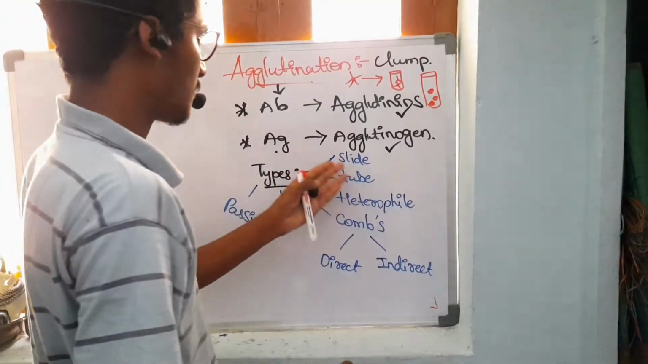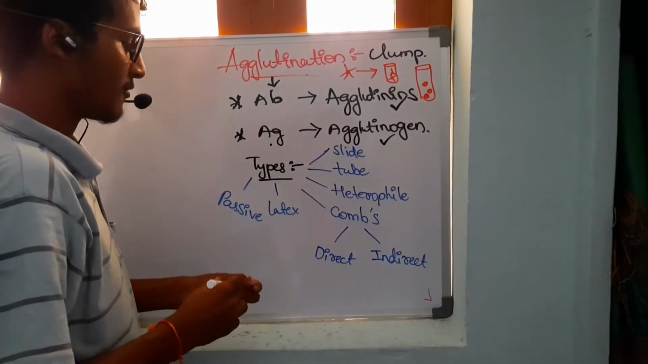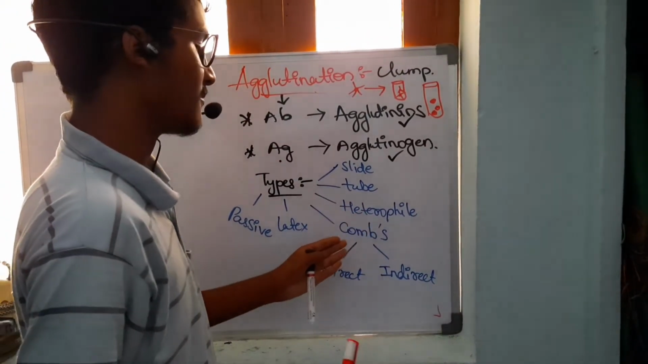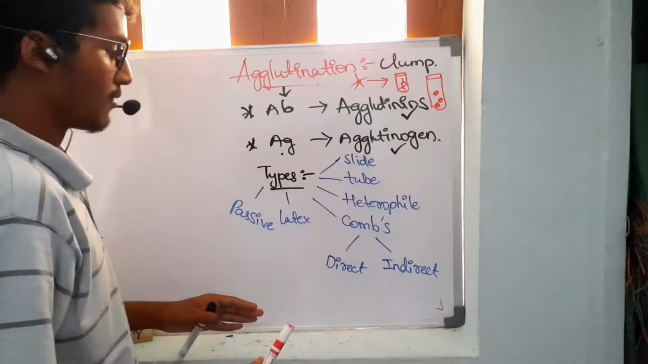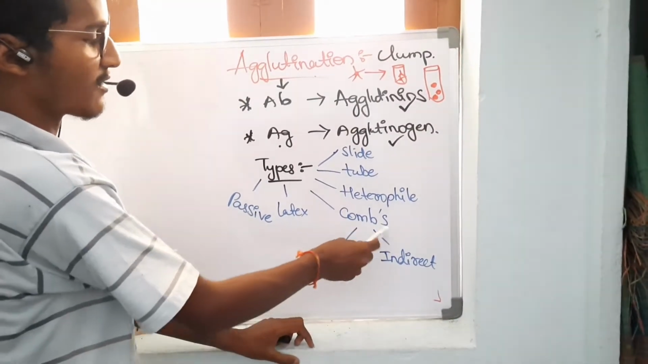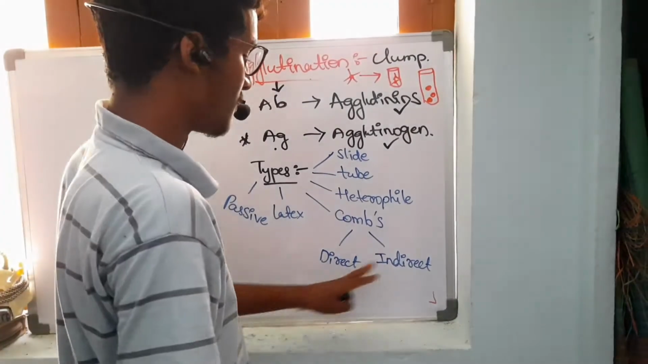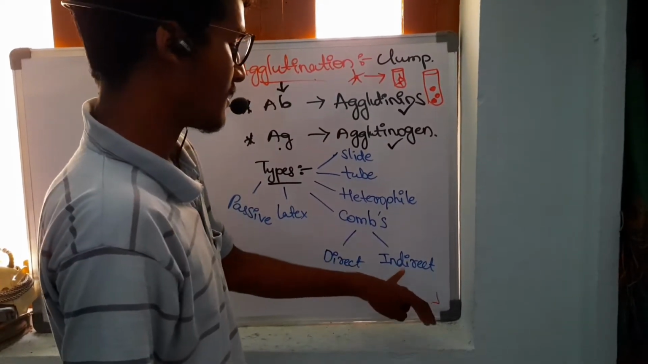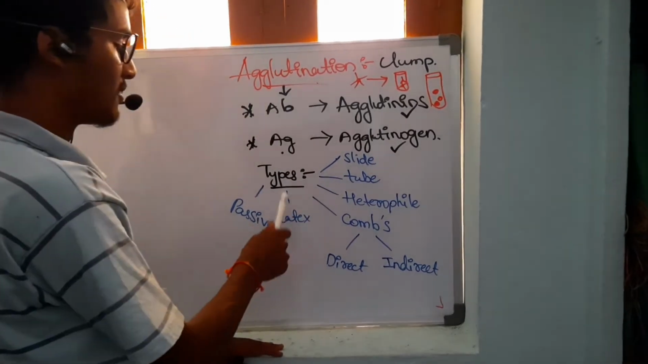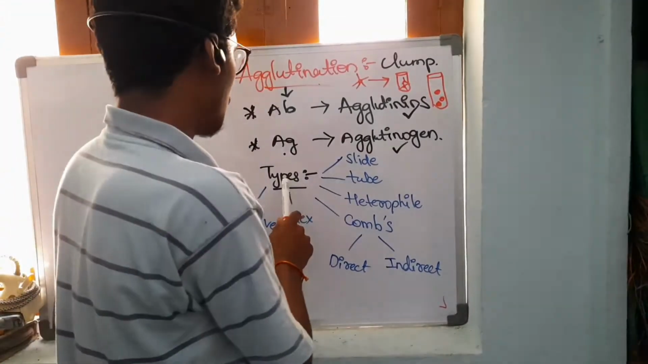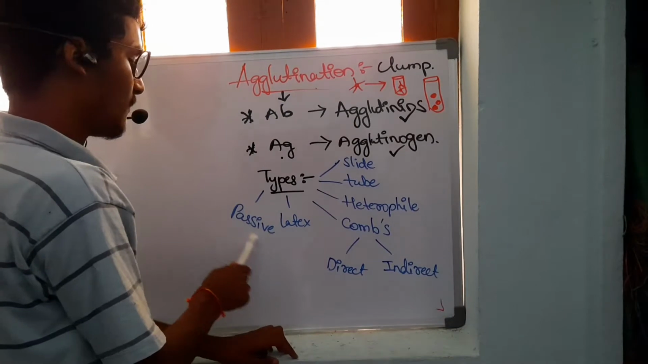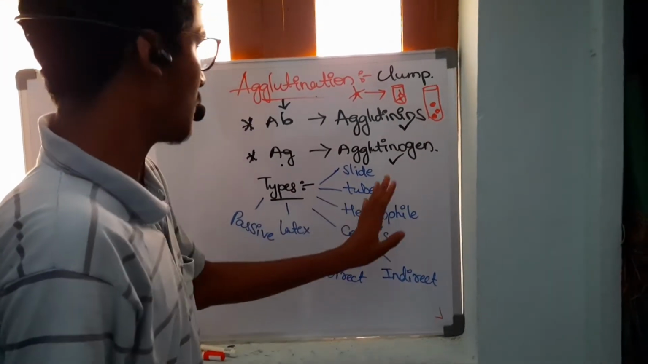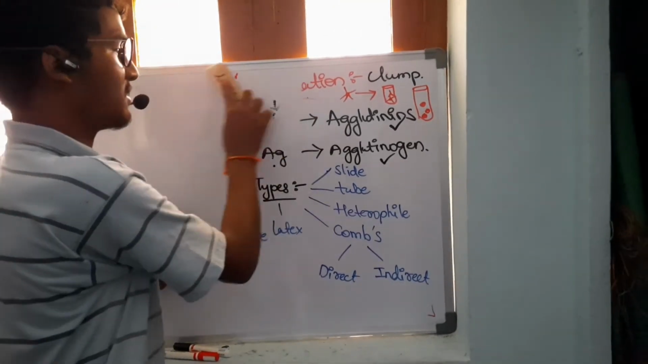Agglutination reactions are of several types. First one is slide agglutination, second is tube agglutination, third is heterophile agglutination, fourth is Coombs agglutination. Coombs is further classified into two types: indirect and direct. Then there are latex agglutination and passive agglutination tests. These are the main types of agglutination reaction.